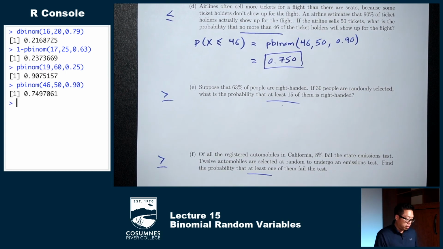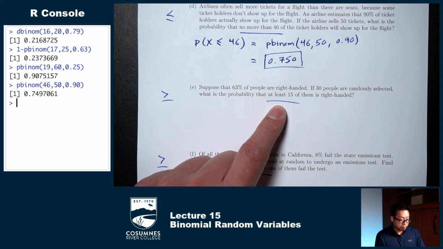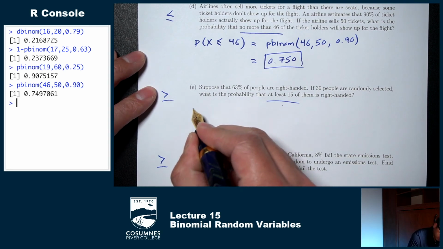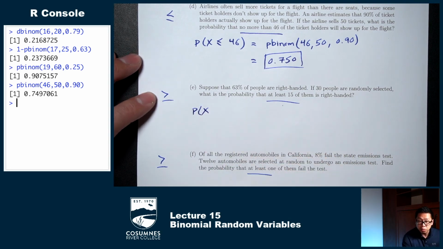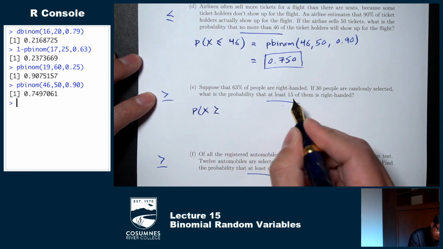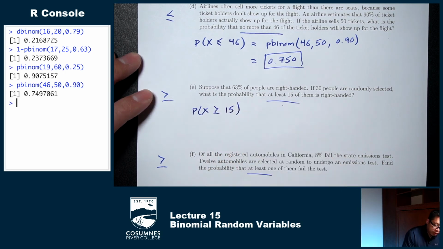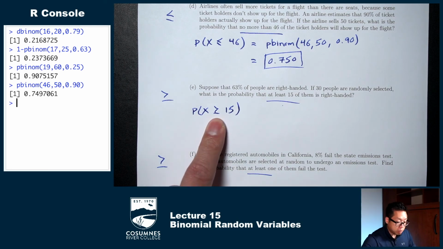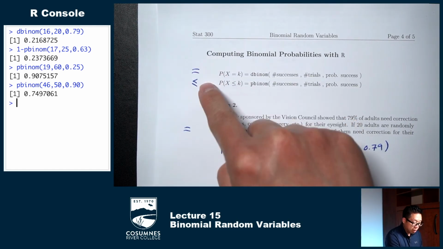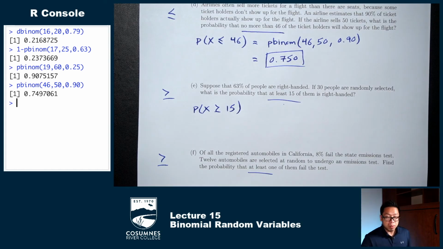Part C. Suppose that 63% of people are right-handed. If 30 people are randomly selected, what's the probability that at least 15 of them are right-handed? In symbols, what I'm looking for here is at least, we said was a greater than or equal to 15. Now, greater than or equal to is not one of the ones that R does directly. R only does equals and less than or equal. So that means that we have to make an adjustment here.